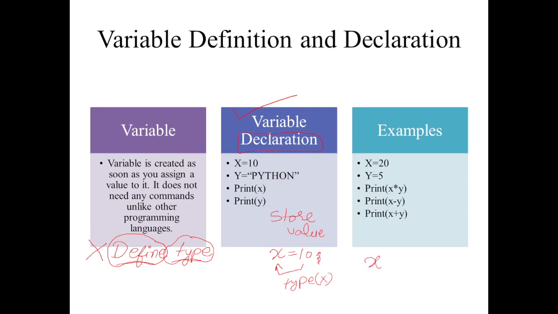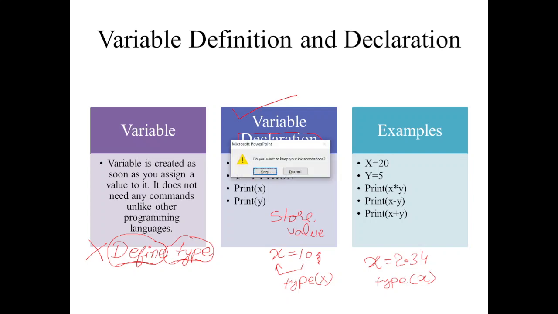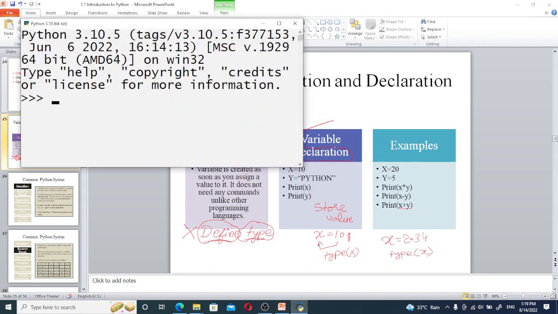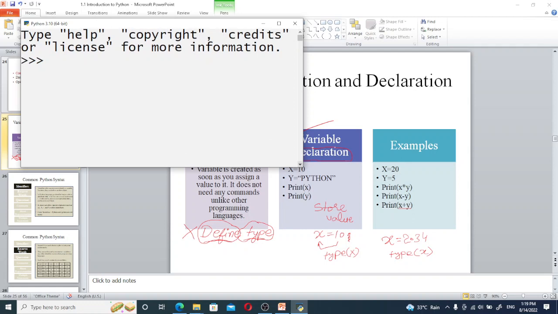For example, if you are storing 2.34 in x, then it will automatically consider it as a float variable because its value is in points form. We can cross-check it as well from our software. For example, I have opened my Python software and I can check it here.